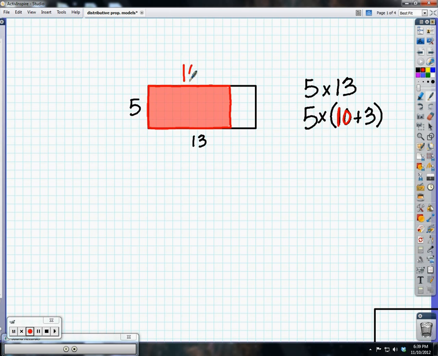So the length was 10. And then I am going to label the smaller rectangle with the length of 3, 1, 2, 3, and that's going to be my smaller rectangle. And I will shade that one in green. So if I took each rectangle separately, the red one would be 5 times 10, which if I counted all of these individually, I would have 50 squares inside.